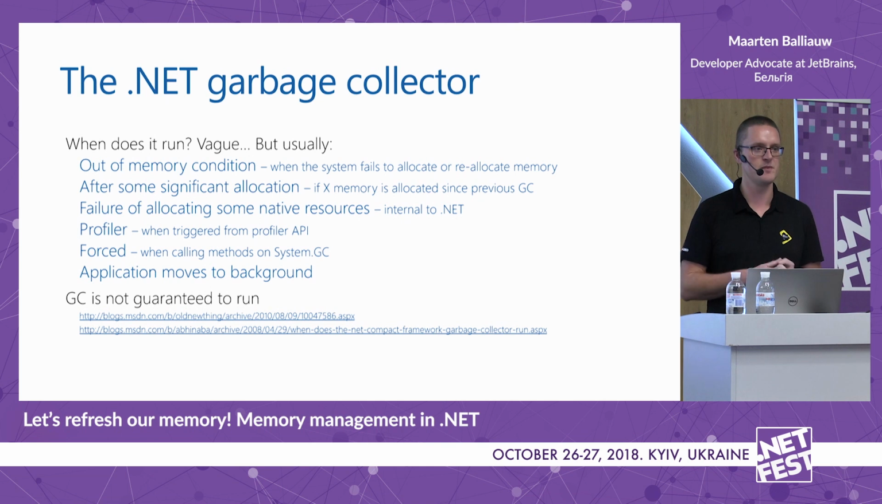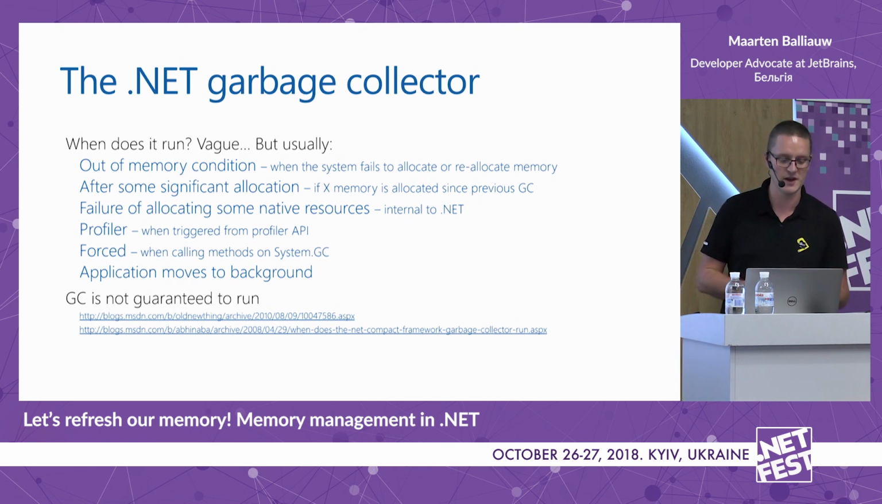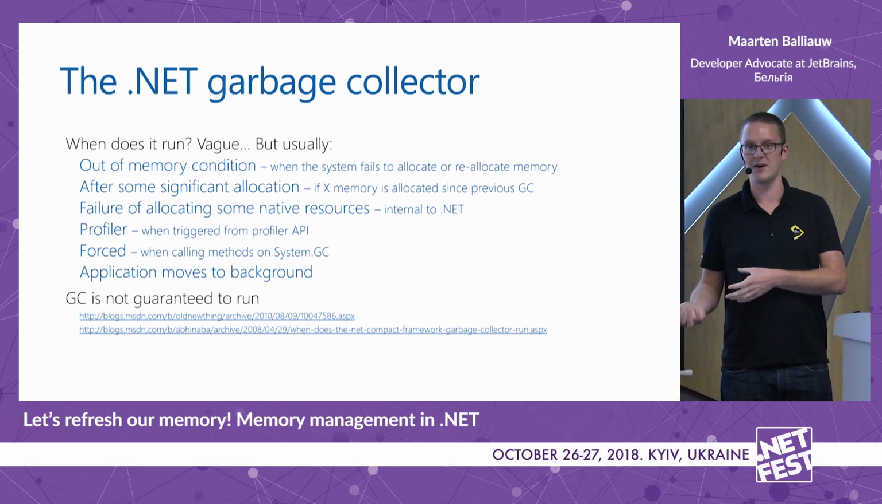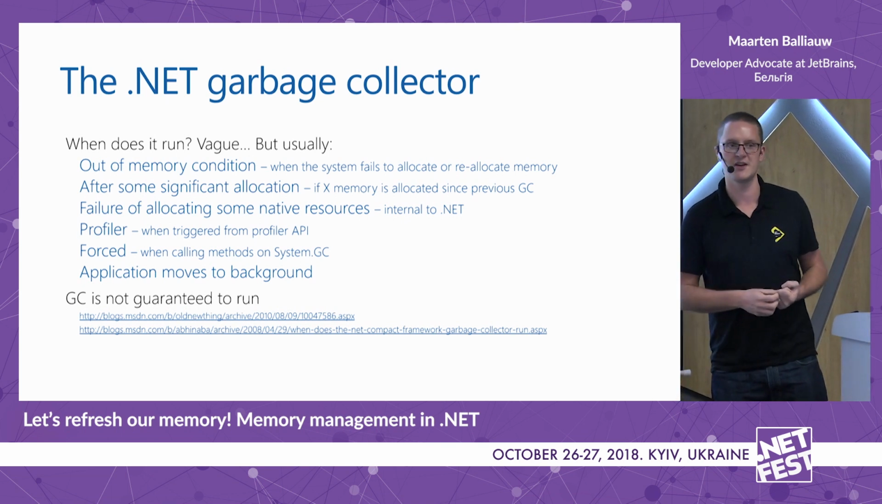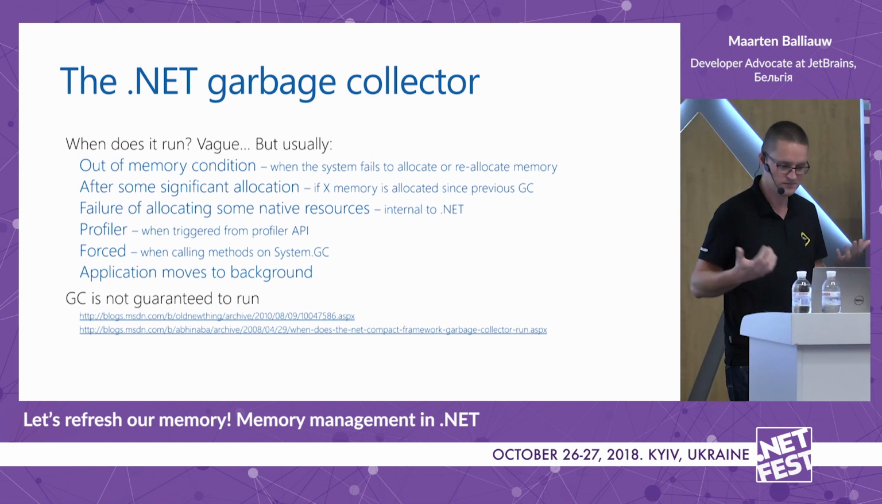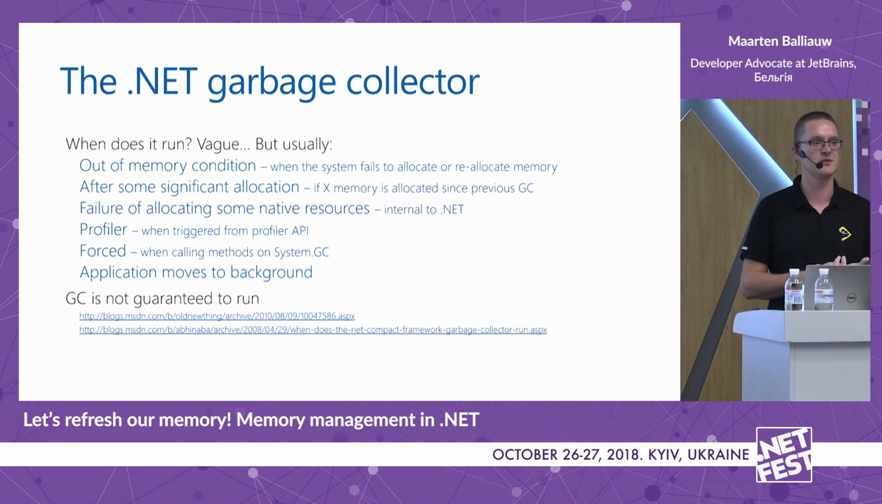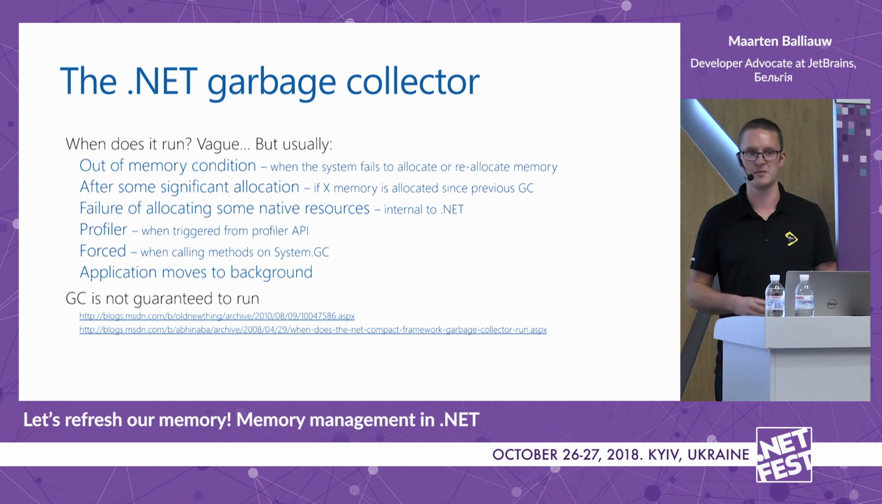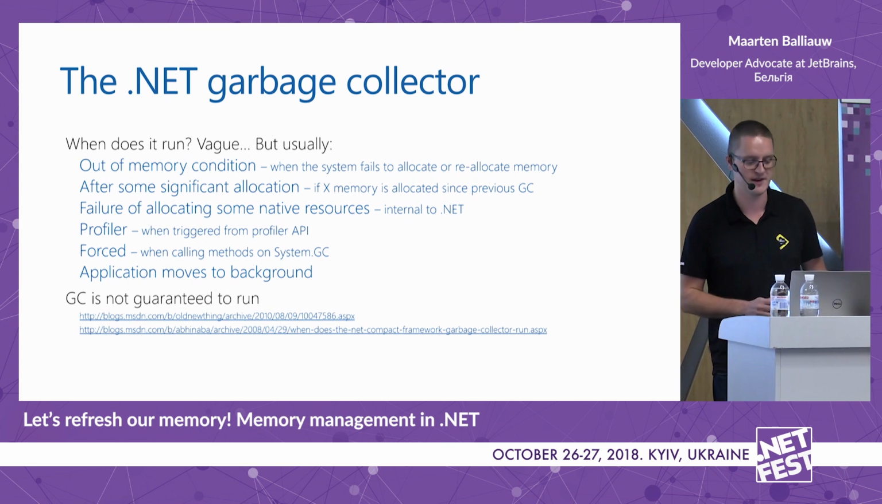Of course, there are some other places where the garbage collector may run as well. You can force it by calling gc.collect. You can attach a profiler and let the profiler do a garbage collection and so on. But still, probably the most important one here is after you do a significant allocation or when there's no memory available, and it should check if memory can be made available.